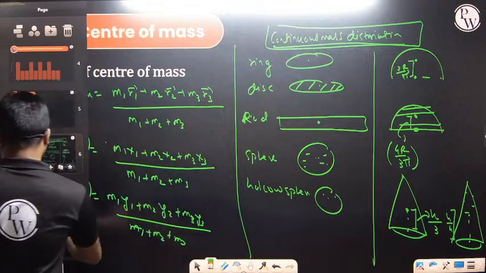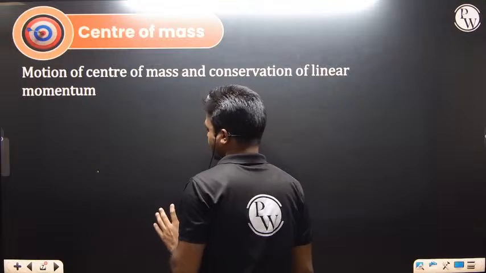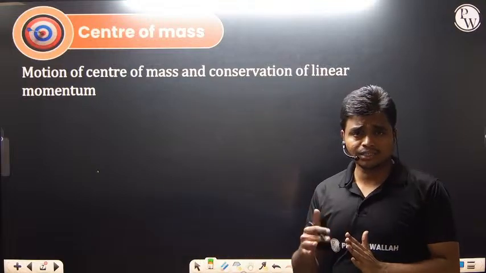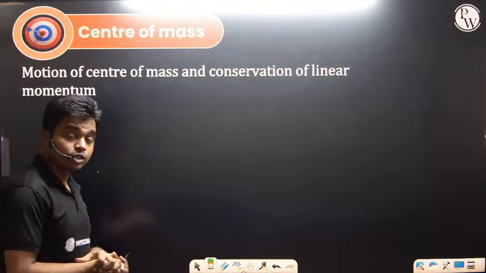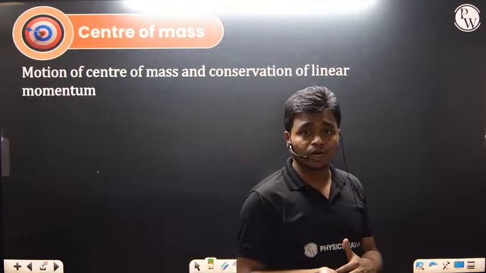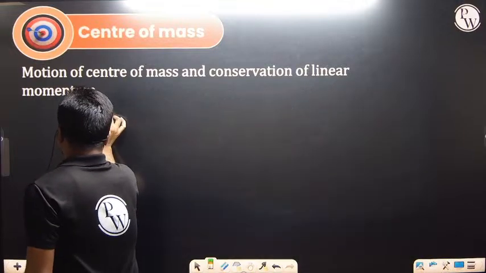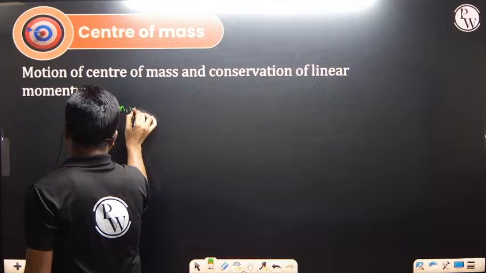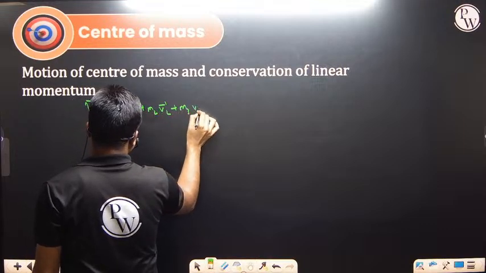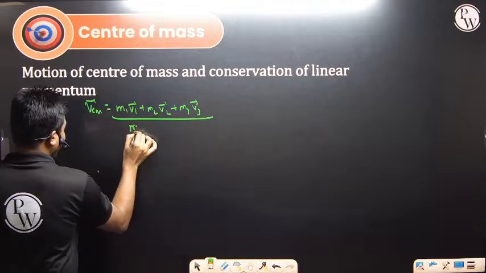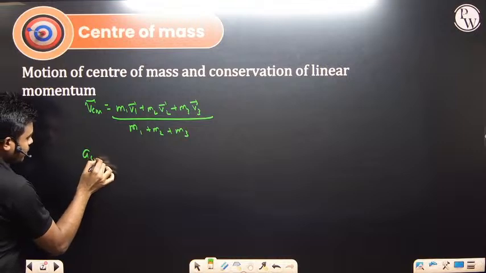The second topic is the motion of the center of mass and conservation of linear momentum. What is motion of the center of mass? If two bodies are moving, M1 at velocity v1 and M2 at velocity v2, what is the velocity of the center of mass? We define the velocity of center of mass as M1 v1 plus M2 v2 plus M3 v3 divided by M1 plus M2 plus M3. What is the acceleration of center of mass?